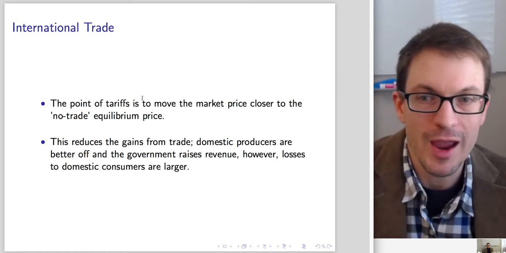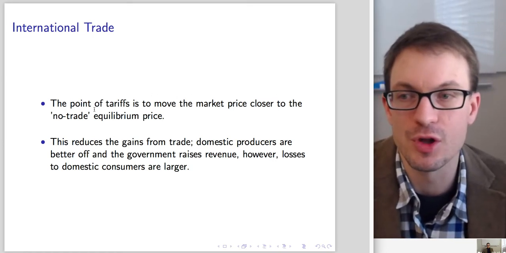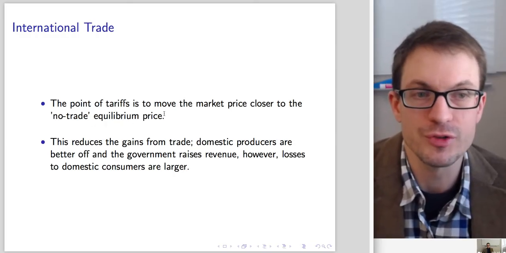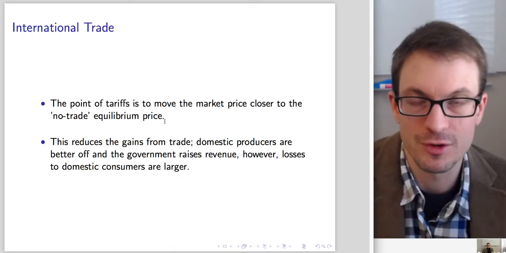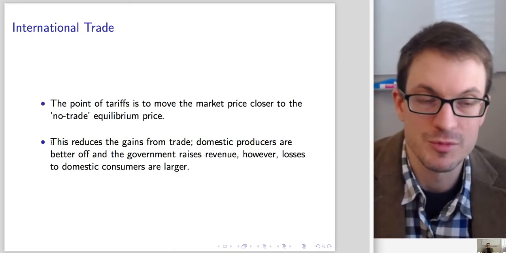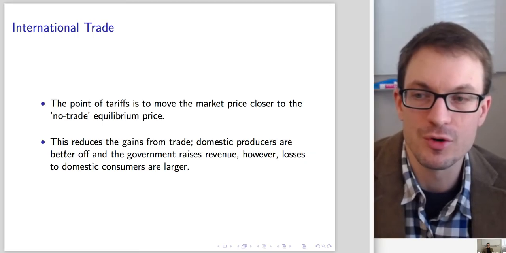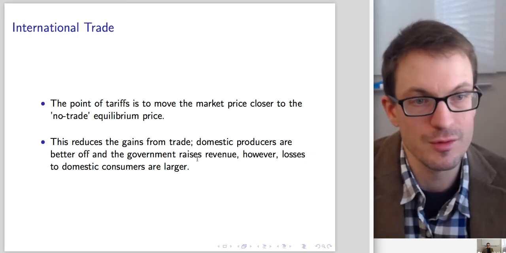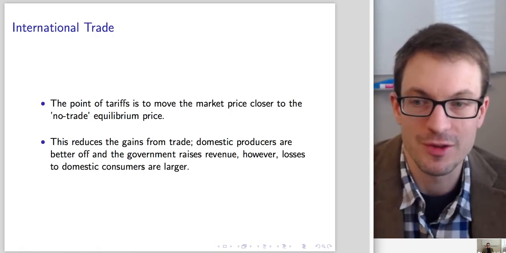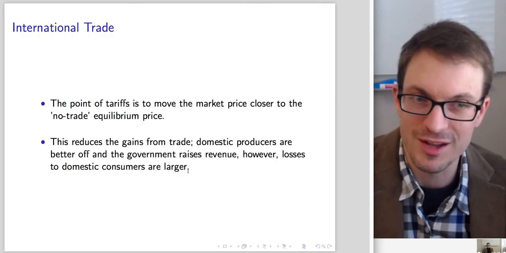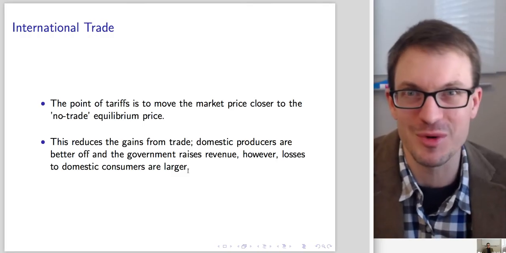The point of tariffs is to move the market price closer to the no trade equilibrium price, which is good for domestic producers, but this comes at the expense of domestic consumers. And it comes at the expense of efficiency, so it reduces the gains from trade. Domestic producers are better off. Government raises revenue. But the losses to domestic consumers are larger. There's inefficiency introduced. We're going to see our old friend, deadweight loss, or our old nemesis, deadweight loss.